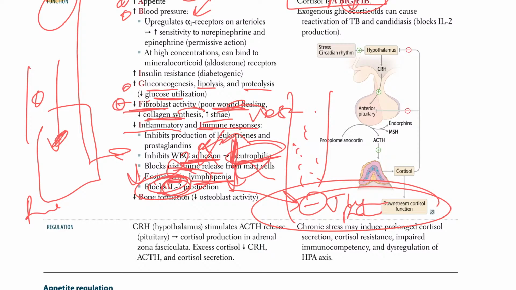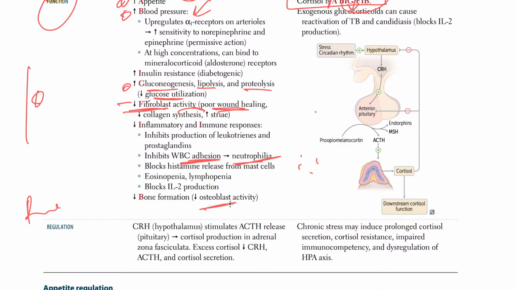Okay. And then you have decrease in bone formation, because of decrease in osteoblast activity. Osteoblasts were the ones which form the bone. When you decrease their activity, you're just going to cause decrease in bone formation, leading to osteoporosis.